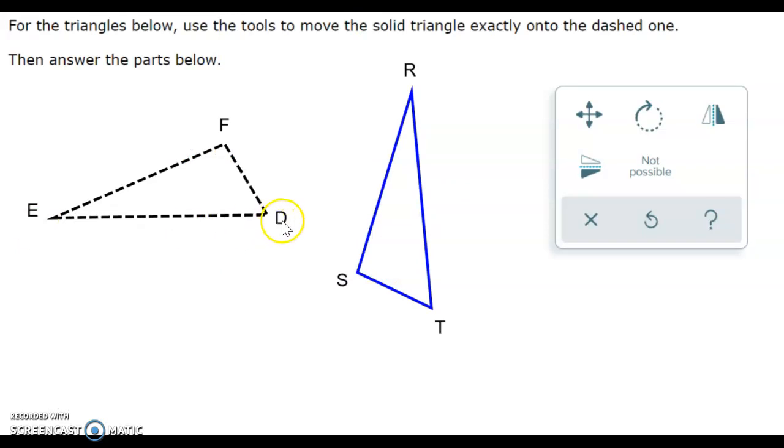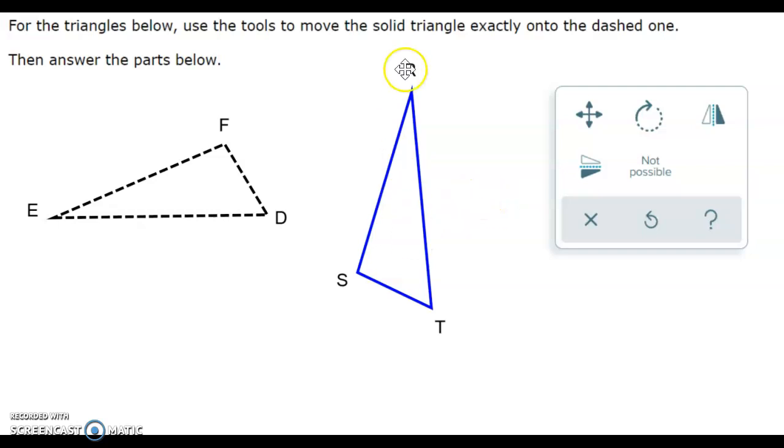And then the other example, you get to kind of flip these things around here. So for the triangles below, use the tools to move the solid triangle exactly onto the dashed one, then answer the parts below. So this is what your toolbox on Alex is going to look like. I think this one is to grab and move it. This one's going to be spinning it. These two are going to be flipping it. This is flipping left to right. This is flipping up and down. So you're able to kind of move these things around.